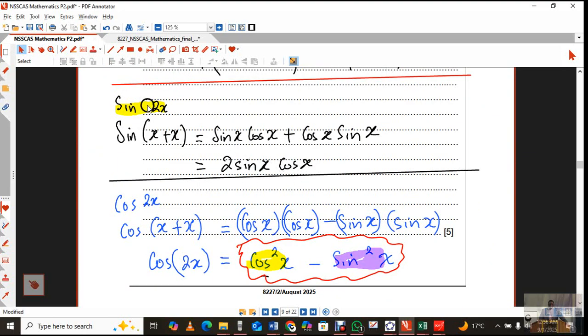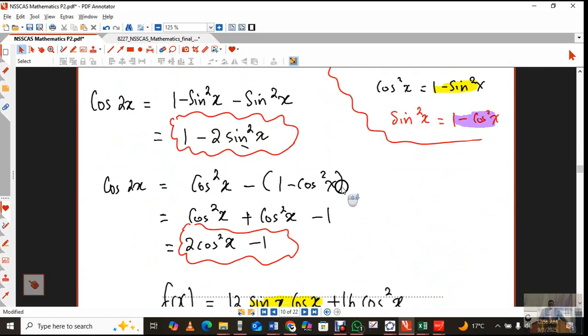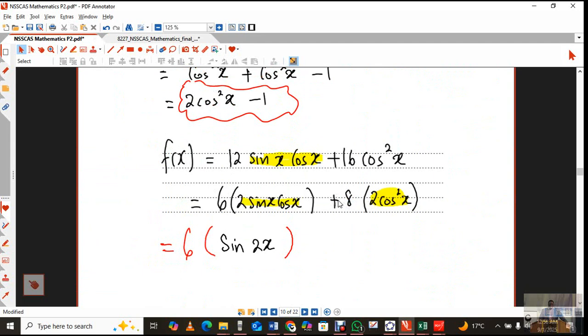So where I have that, I'm going to replace that with that one. Now, I must decide, okay, what am I going to replace here? I've got 8. This 2 cos square x. So I'm going to use this one.